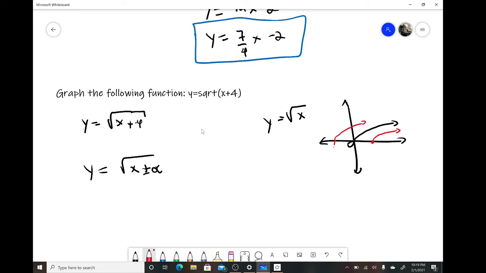It doesn't reflect it though, so just be careful. Some students may think that, you know, the graph will be reflected to the other side. That's not the case. For a reflection, you need to have the sign on the outside.